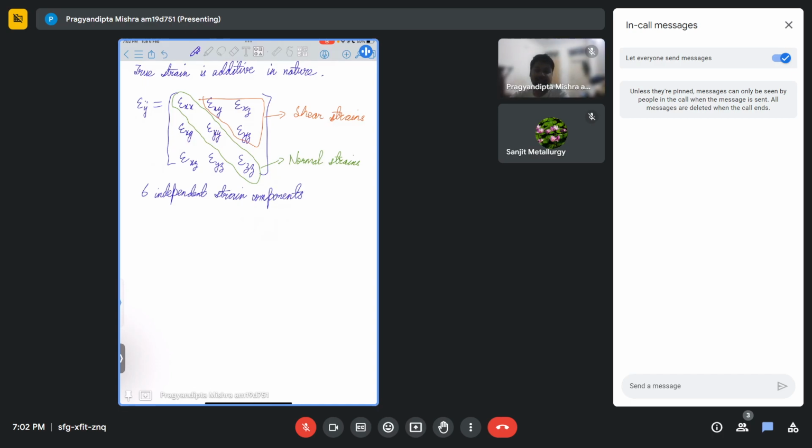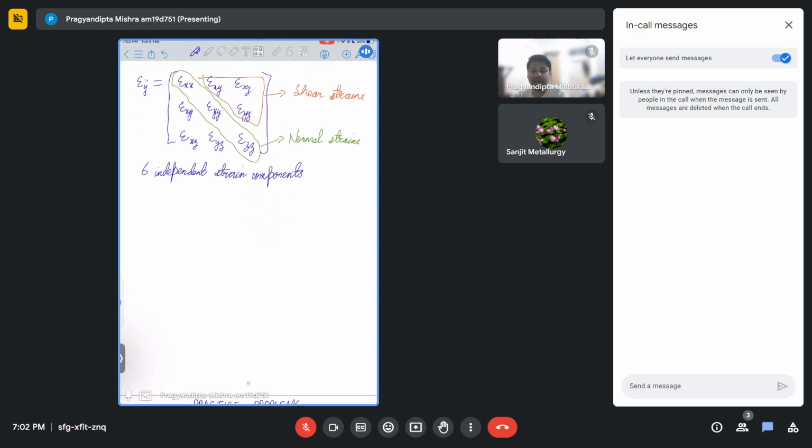All right. So only 6 independent strain components you have to consider, and any transformation that we have studied for stress, whether it's in equation form that we did in the last class or using Mohr circle that we did in today's class, the exact same transformation rules apply for strain as well. You don't have to learn some other procedure. It's the exact same thing.